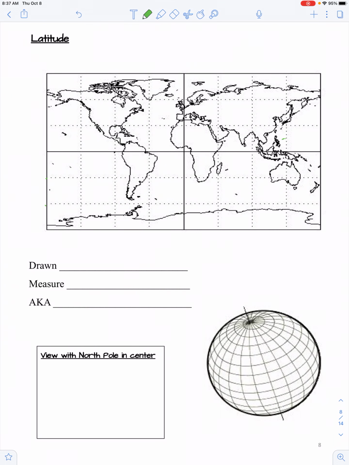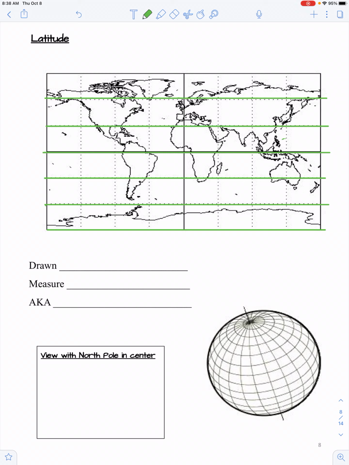So here we have our lines of latitude, and because we've been drawing them in our reference table in green, I'm going to continue that. So for each one of these lines, I'm just going to go over it in green. And then let's put some labels on them.